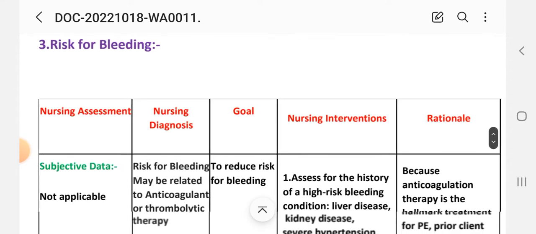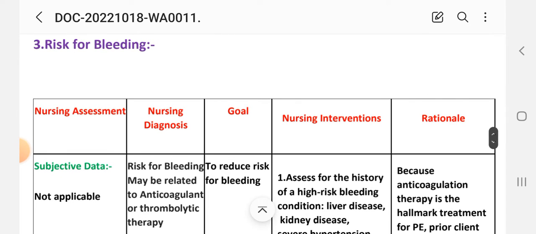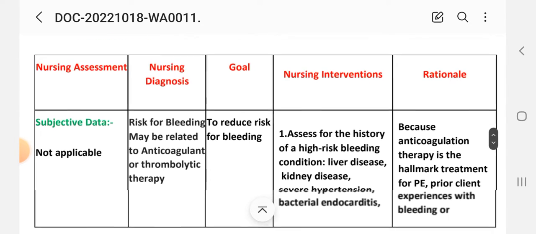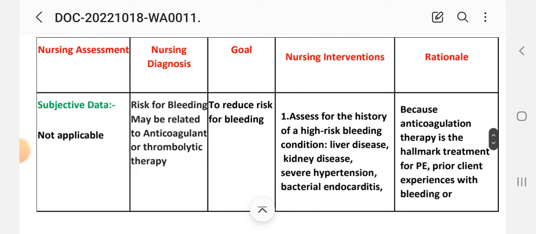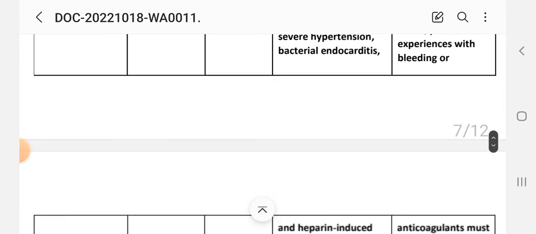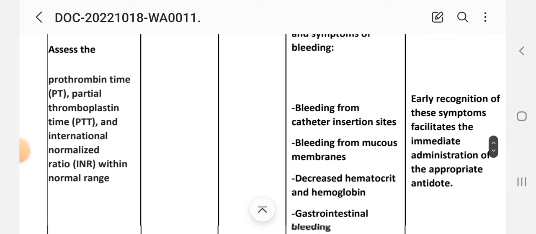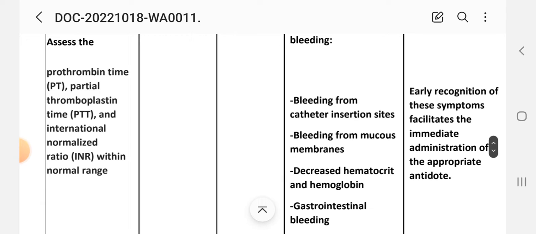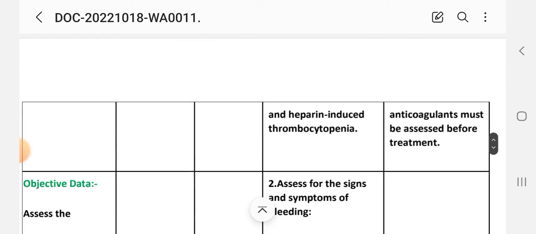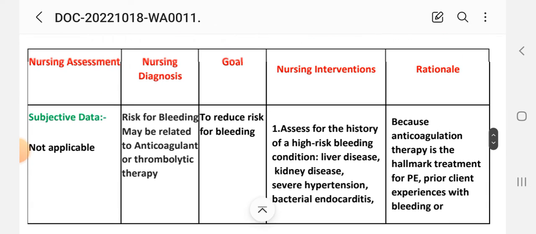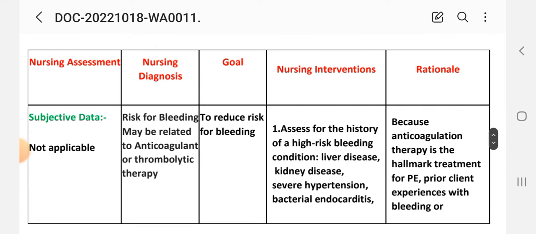Next, let's see care plan third: risk for bleeding. In nursing assessment, subjective data is not applicable because this is a risk diagnosis. Objective data here: assess the prothrombin time, partial thromboplastin time and international normalized ratio, INR, within the normal range. Here nursing diagnosis will be risk for bleeding, may be related to anticoagulant or thrombolytic therapy. Goal: to reduce risk for bleeding.